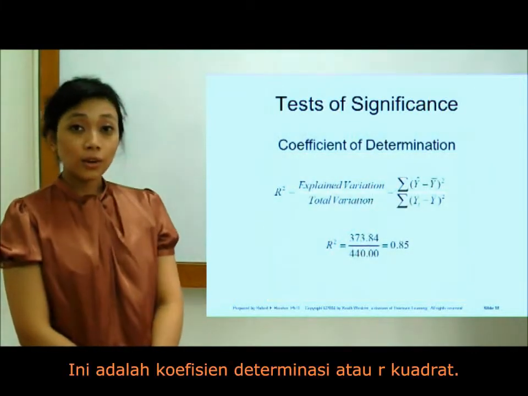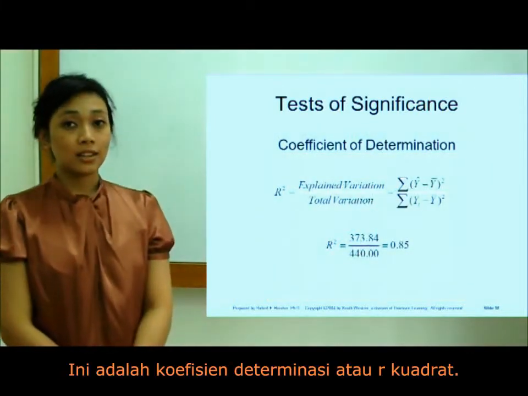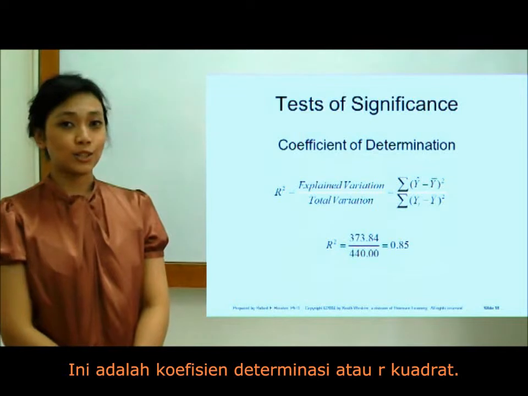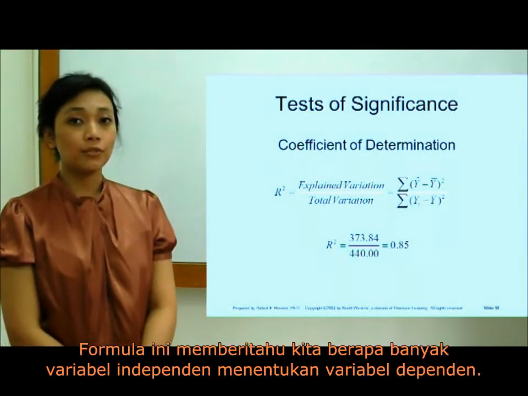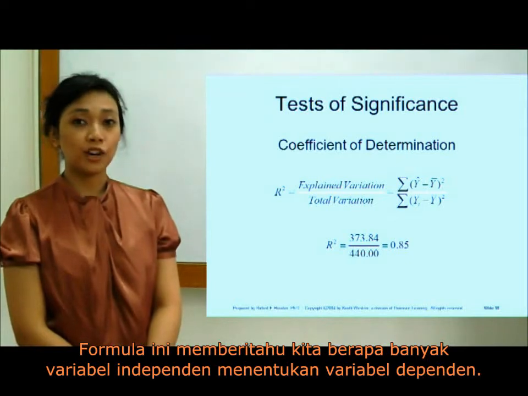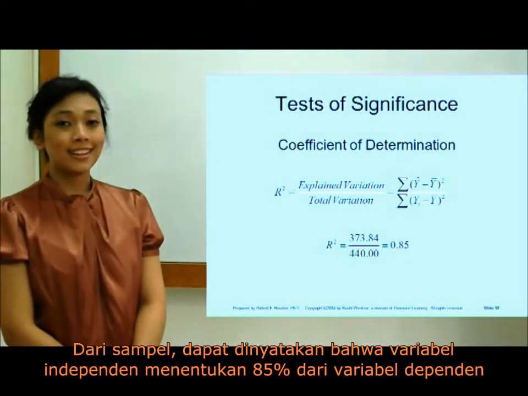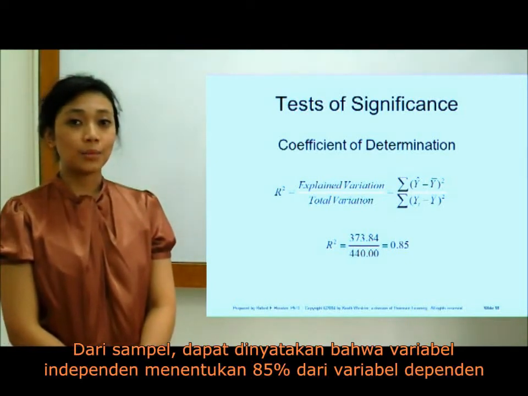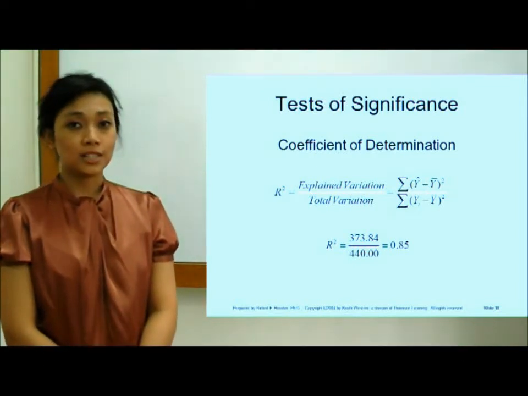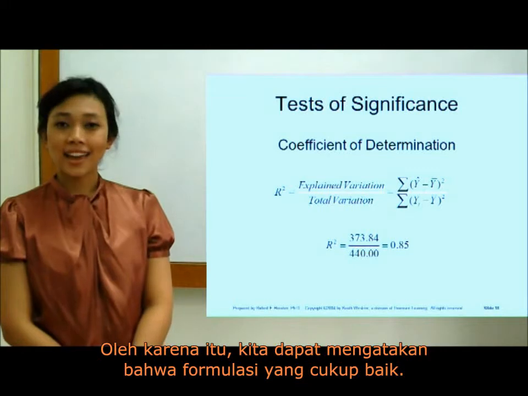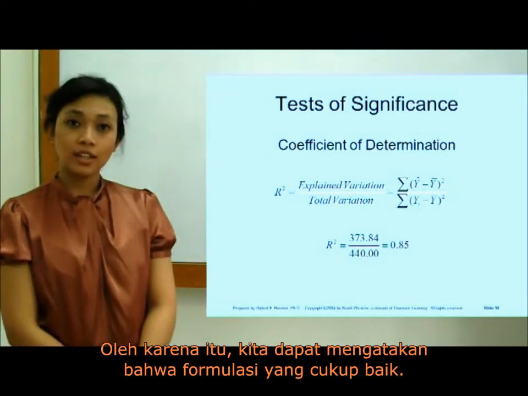This is the coefficient of determination, or R squared. This formula tells us how much the independent variable determines the dependent variable. From the sample, it can be stated that the independent variable determines 85% of the dependent variable. Therefore, we can say that the formulation is good enough.